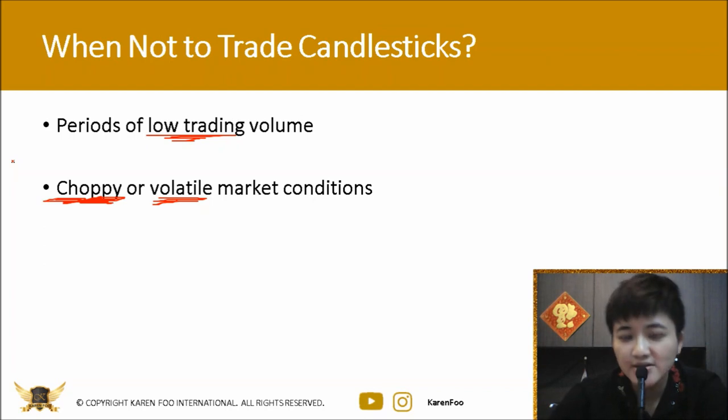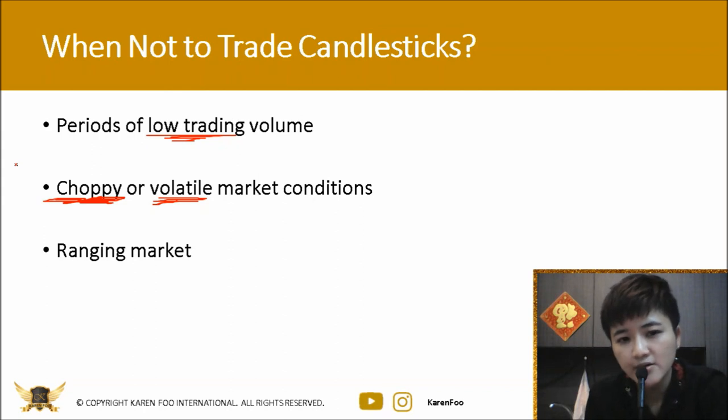So in other words, don't trade when there's no volatility. Also don't trade when there's too much volatility. You want it to be just nice during the more liquid market sessions. And also, it's better not to use candlesticks during a ranging market, especially if you're a beginner. Candlestick patterns would work better in a trending market. There are indicators that are reserved for ranging markets, and you use those for ranging markets, okay?